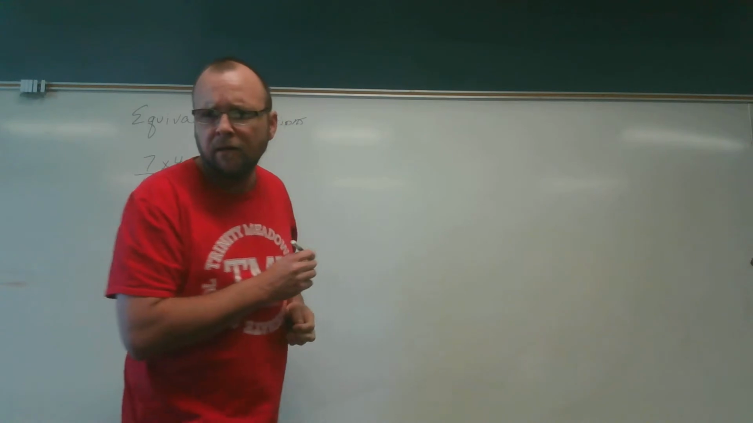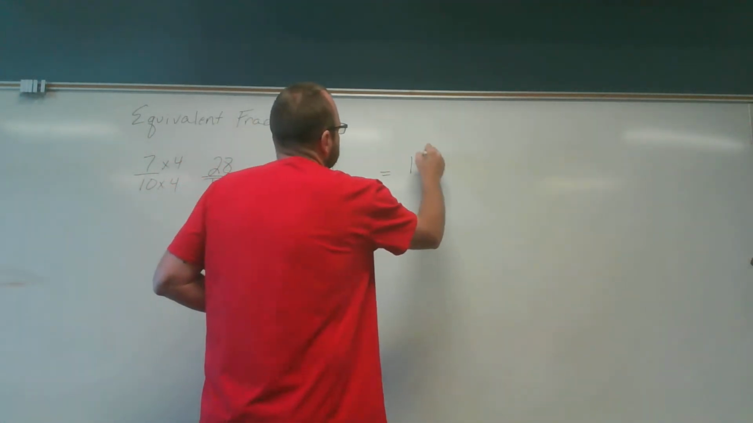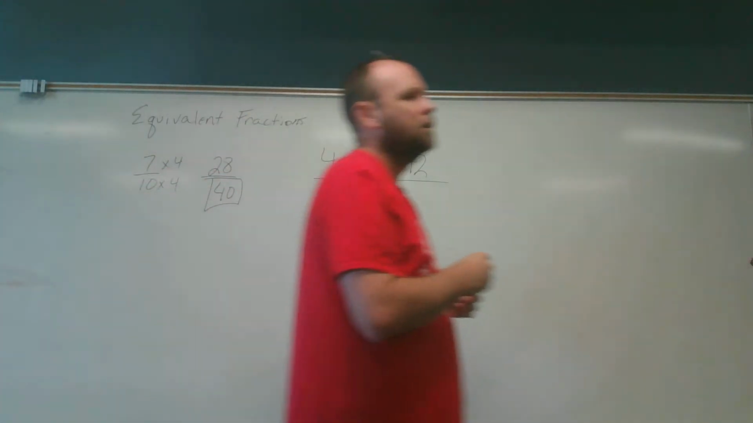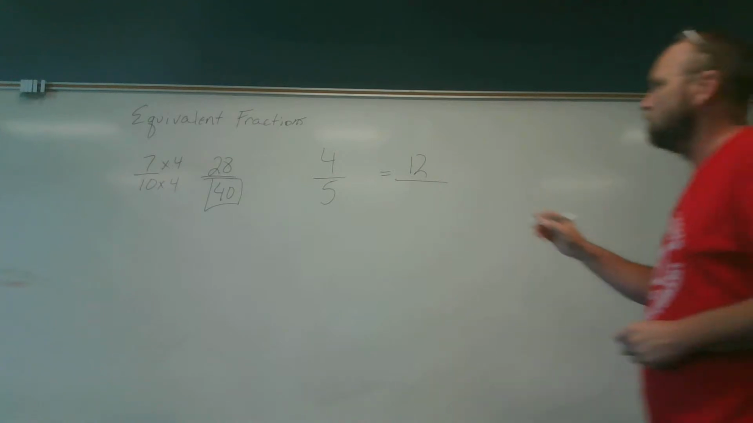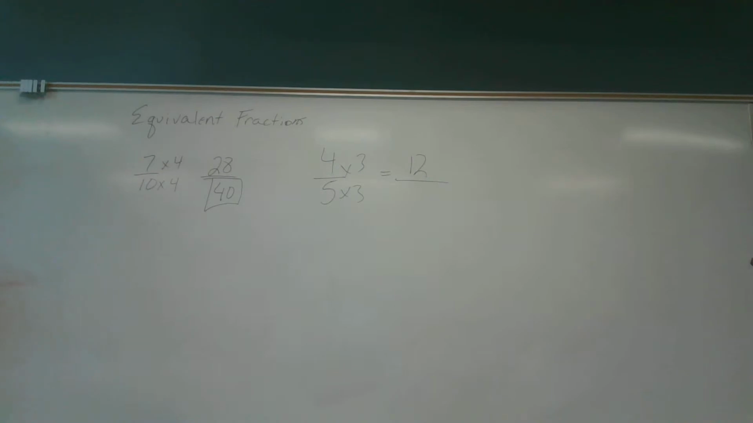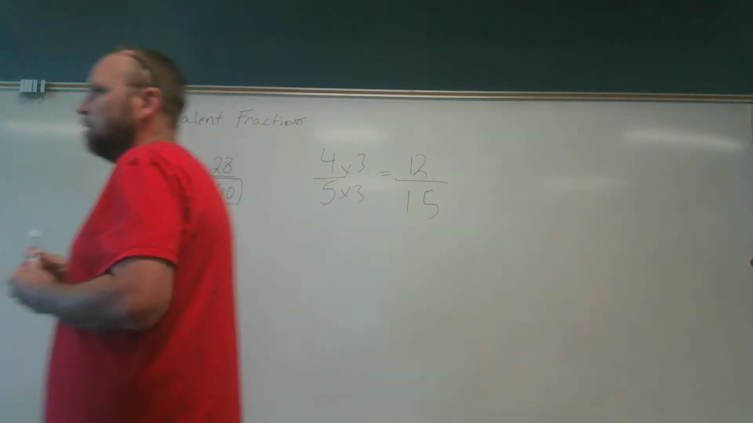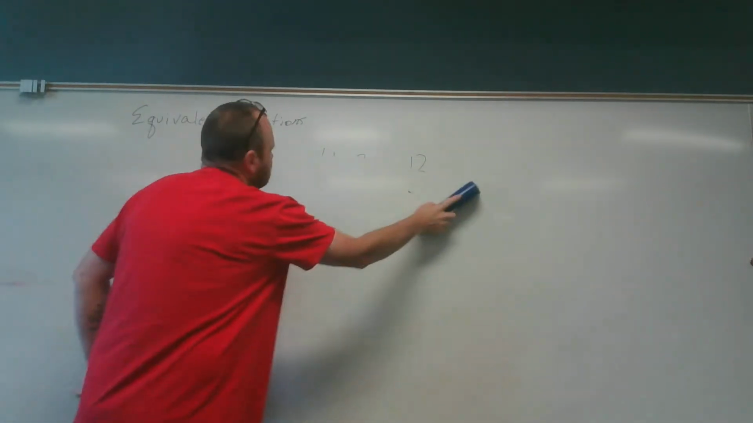Let's go, 4/5 equals blank over 12, wait, equals 12 and then the blank. Sanaya. Times 3, it's getting bigger. So if I multiply both by 3, my denominator is, Sanaya? 15. Okay, 15. Alright, that's a quick review of equivalent fractions.